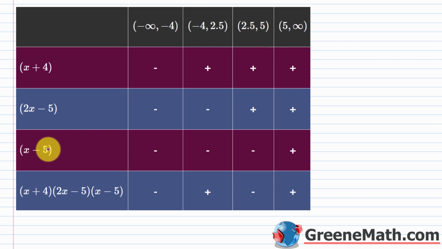Then x minus 5 would be negative here, here, and here, and then positive here. That would be positive for any x value that's greater than 5. And then for this one, all you're doing is looking at whether you have an odd number of negative factors. Well, here it's 1, 2, 3. That's odd, so I'm going to get a negative.